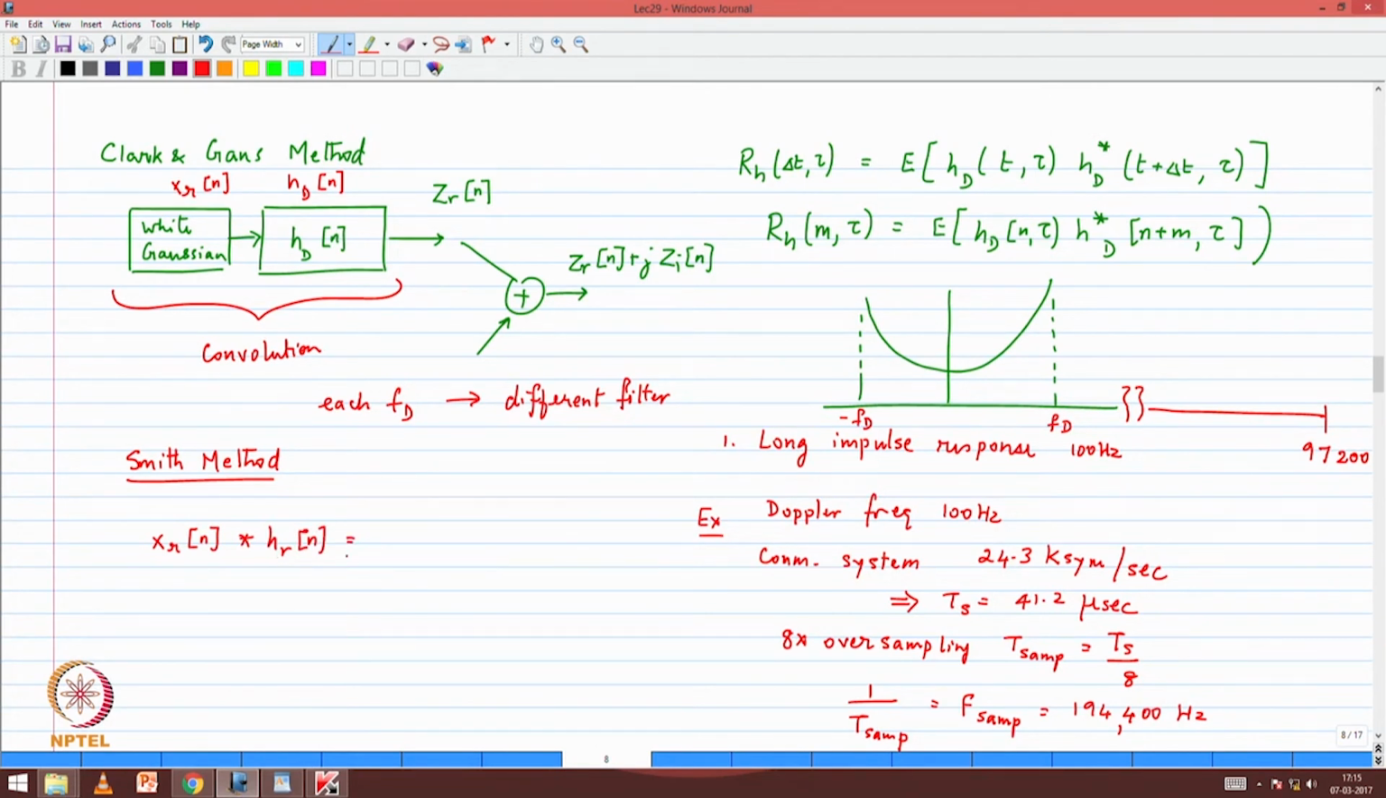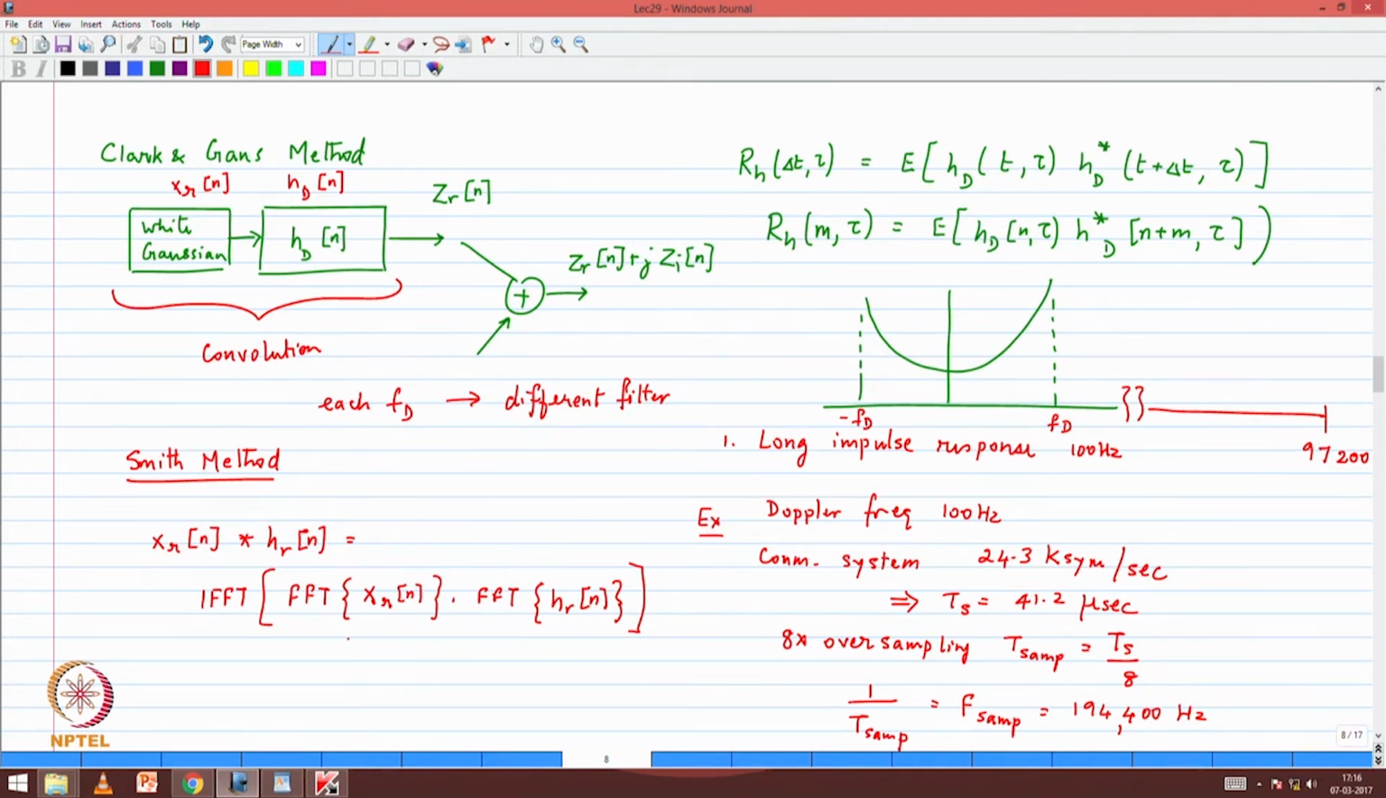So this can be written as the inverse FFT of XR of n multiplied by FFT of HR of n. I think this is what we already discussed before the start of the lecture. Convolution in time can be implemented using the following frequency domain operation.